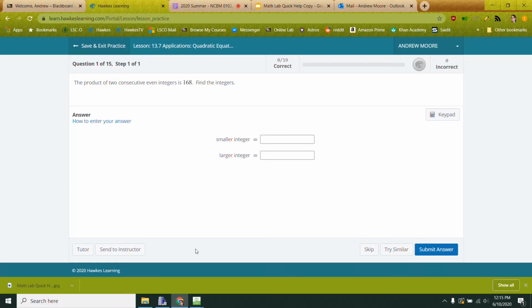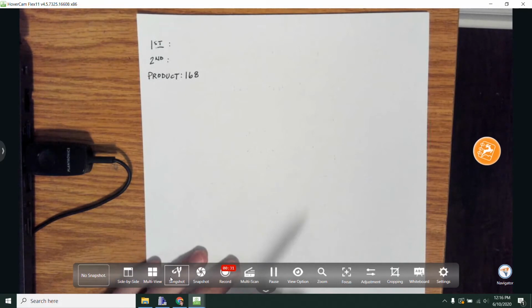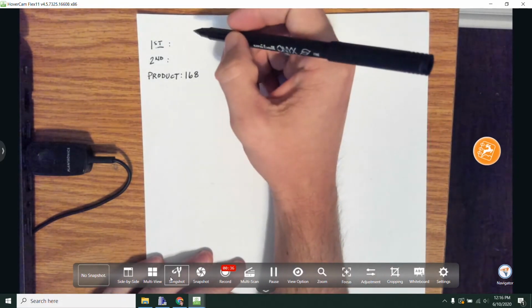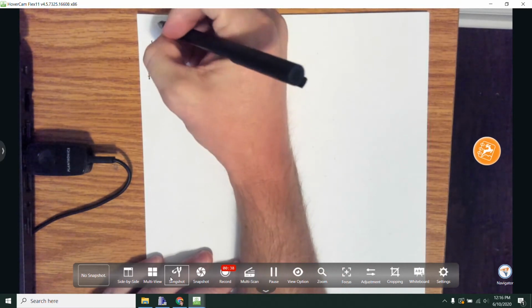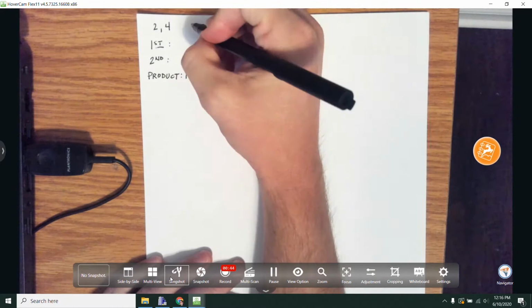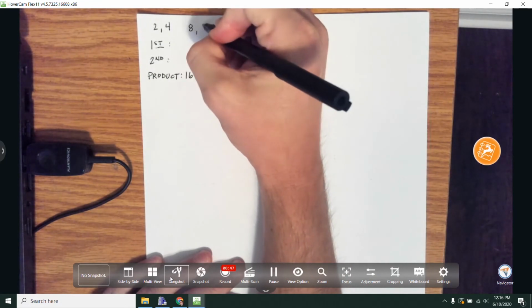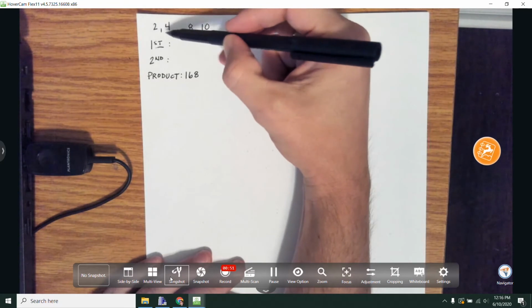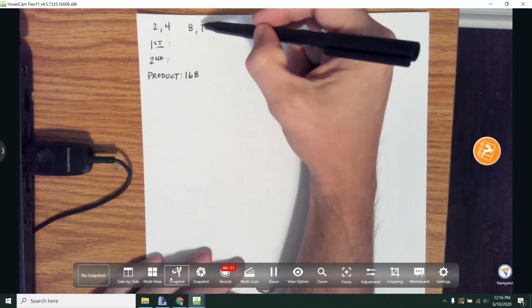The product of two consecutive even integers is 168. Find the integers. When we're thinking about consecutive even integers, those are even integers that come one after another, like 2 and 4, or like 8 and 10, right? You can see that this one comes right after that one. They're both even. So we're kind of skip counting.